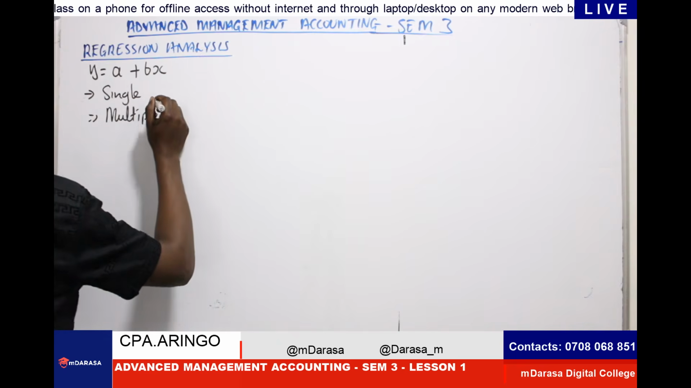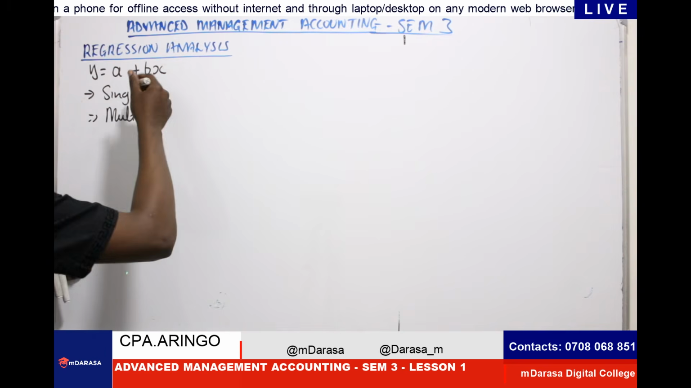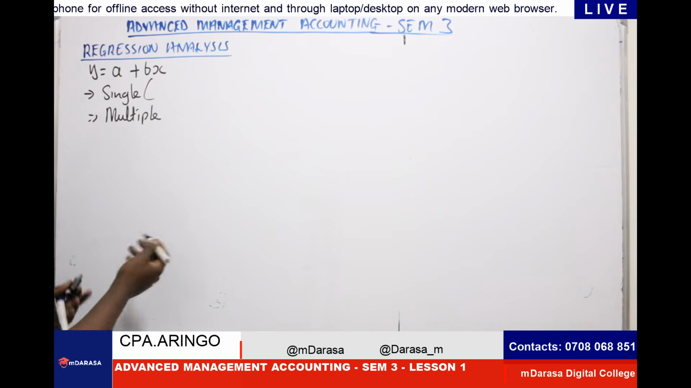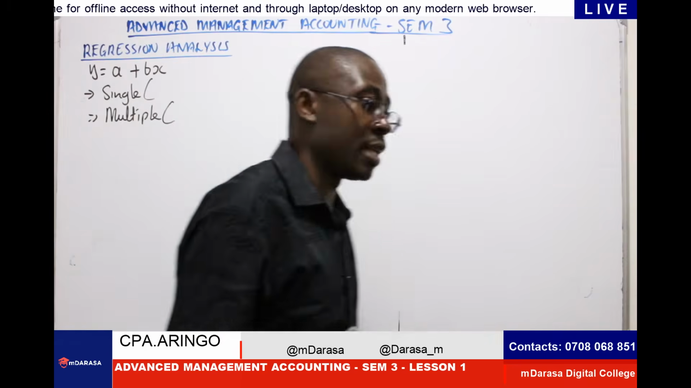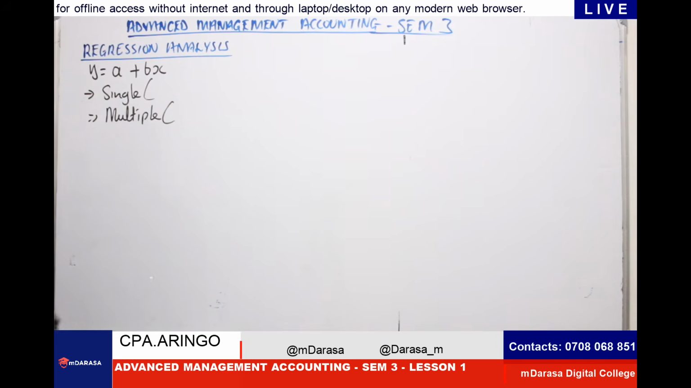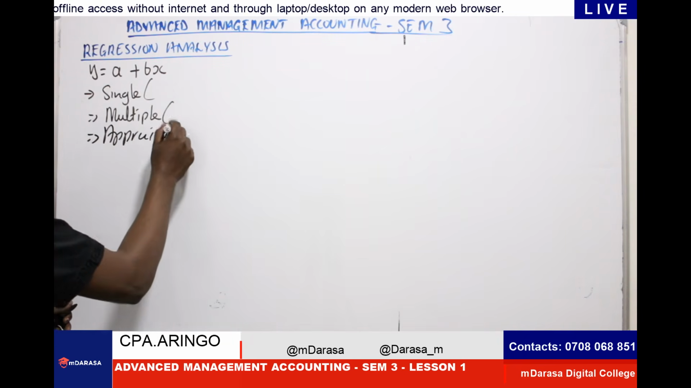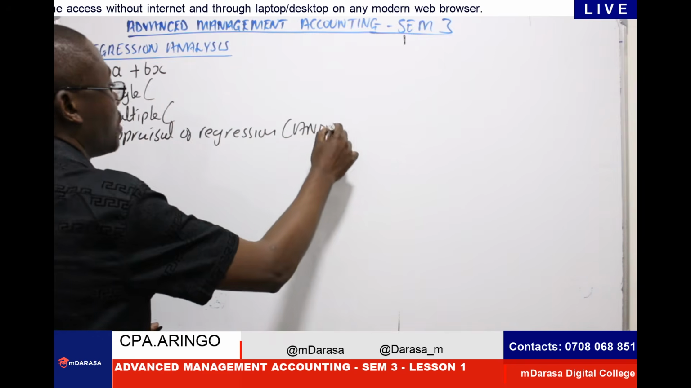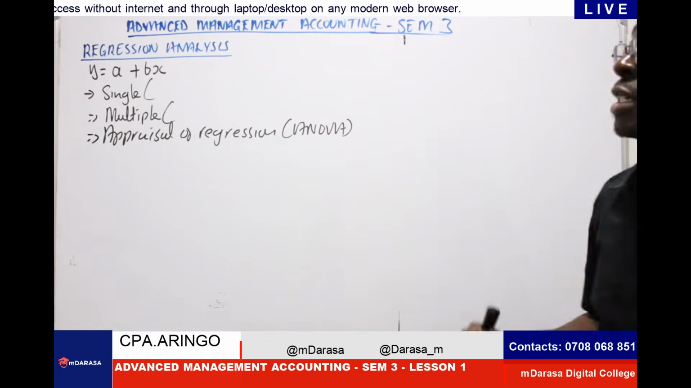Single is simply whereby you are considering only one independent variable. Multiple, we're looking at more than one independent variable, or predictor variable. And also at this point, we'll be looking at the appraisal of regression analysis, whereby the whole idea will be the analysis of variance and the standard error of estimate.